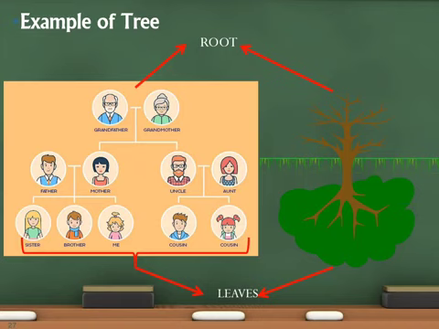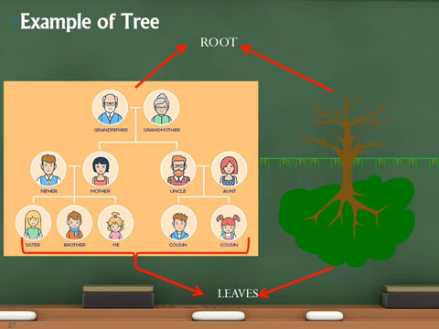Now we are going to see a non-linear data structure. Non-linear data structure has two types. First one is tree data structure and second one is a graph data structure. This is an example of a tree data structure. It is like an inverted tree. The top node is called the root node, whereas the bottom nodes are called the leaf nodes.